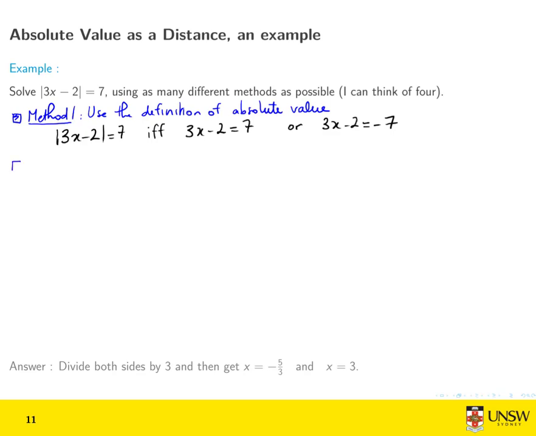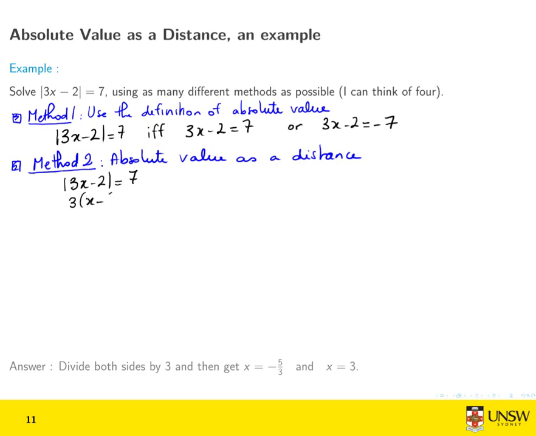Probably the idea that came to you, since we just did it, was to think of the absolute value as measuring a distance. The absolute value of 3x minus 2 is equal to 7 seems to tell you that the distance between 3x and 2 is 7, which is not very useful. So what you can first do is actually rewrite your equation.